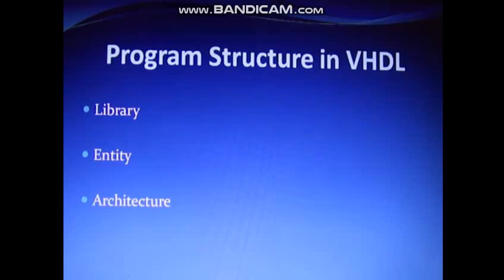Normally, the program structure in VHDL is classified into three parts. First is the library, second is the entity, and third is the architecture. Previously we learned that we are trying to design a unit, and in that we will see the entity and architecture, which are very important terms. But now we are looking at the program structure in VHDL. So basically the program structure is divided into three parts: library, entity, and architecture.